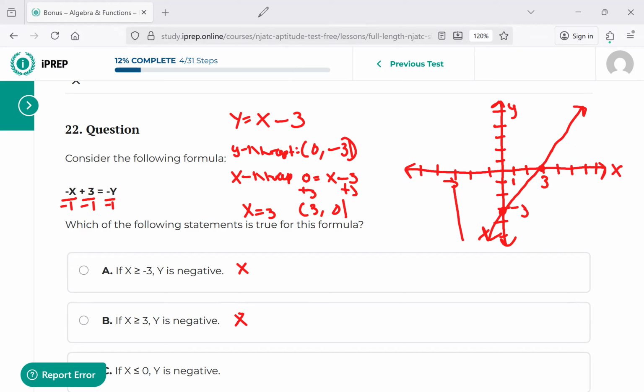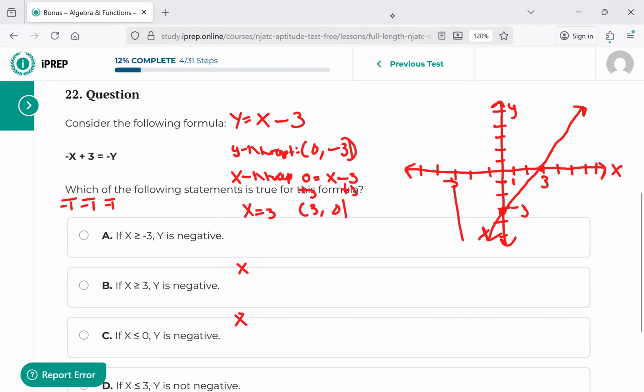See? If x is less than or equal to 0, y is negative. So locate where 0 is. When you plug in 0, the y is negative 3. When you plug in negative 1, the y is negative. When you plug in negative 2, yes, that's always going to be true, right? So it has to be C.